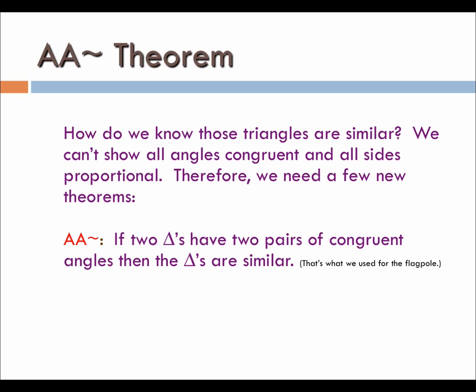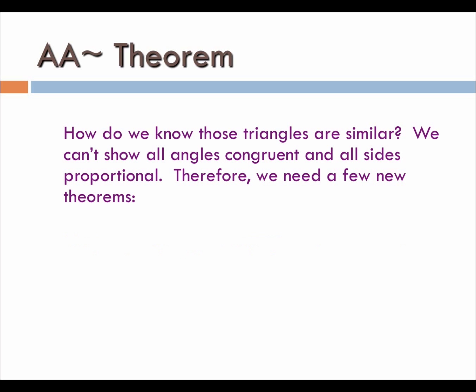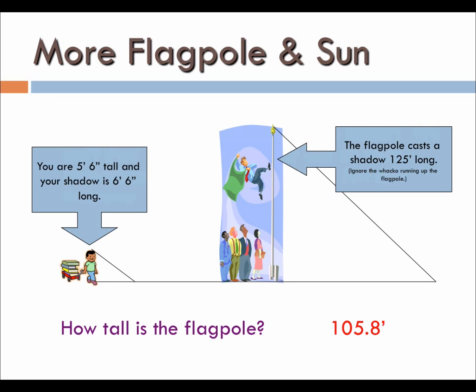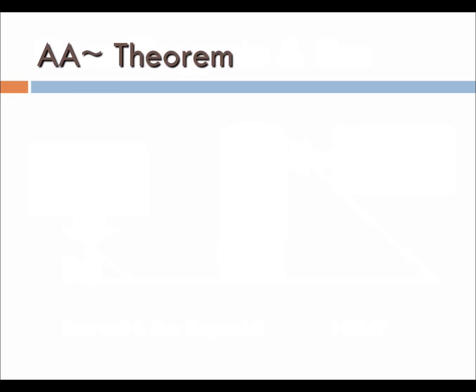Wait, so we don't even need to prove that the sides work? Nope. Just that's all. Just like when we did congruency, once you prove that all three pairs of sides are the same length, the triangles are congruent, and then we went on and did things like CPCTC. So this is saying just prove two pairs of angles congruent. So if we go back to the picture here, once we knew that we had a right angle down in the corner and the sun created a similar angle in the other corner, we knew the triangles are similar, and that allowed us to do the calculation.